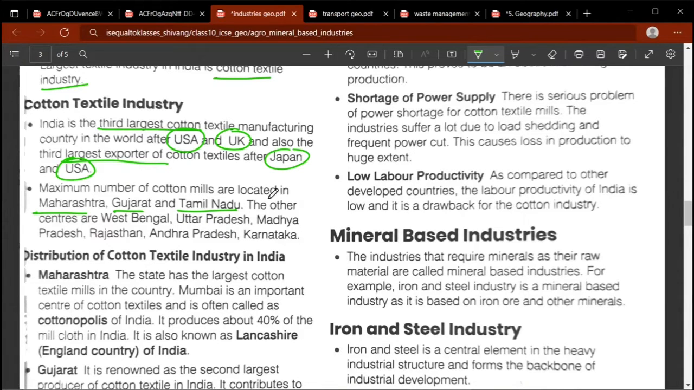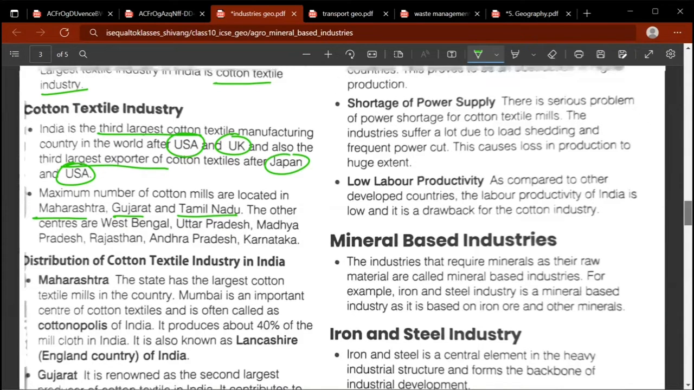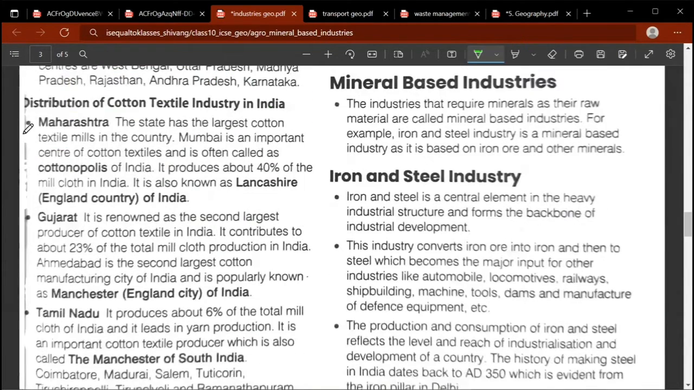So it is not important to learn this list. You only need to remember Maharashtra, Gujarat, and Tamil Nadu because we have Mumbai and Ahmedabad, two major cotton textile industry hubs in Maharashtra and Gujarat, respectively. Then we have distribution of cotton textile industry in India. The state has the largest cotton textile mills in the country.